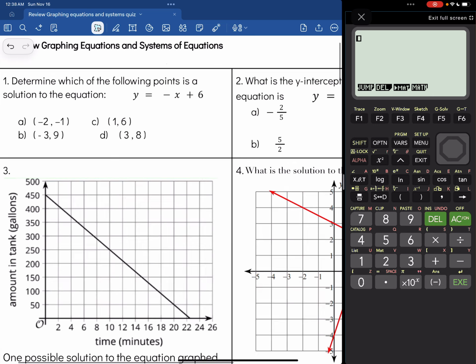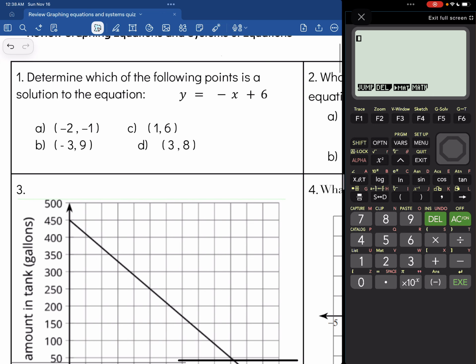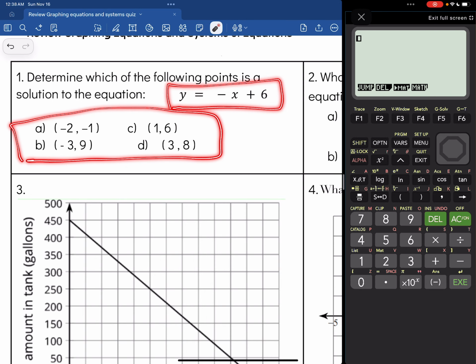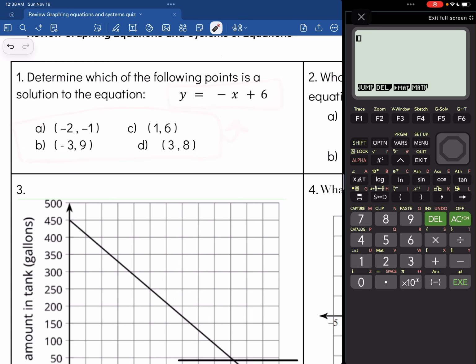All right, question one. Determine which of the following points is a solution to the equation y equals negative x plus 6. So we have an equation here, and we're asked to determine which of these points is a solution to the equation, right? Essentially, which of these points would make the equation true? There are two ways to do this. We can do it algebraically or we can use the calculator.